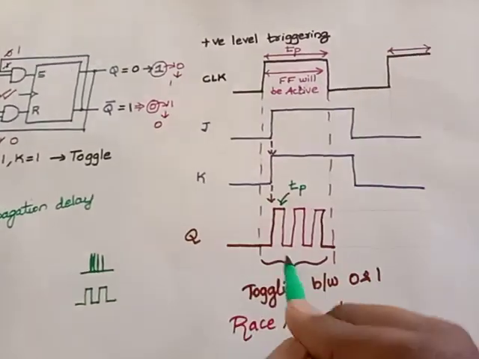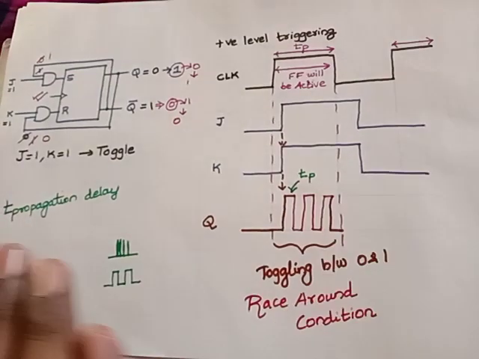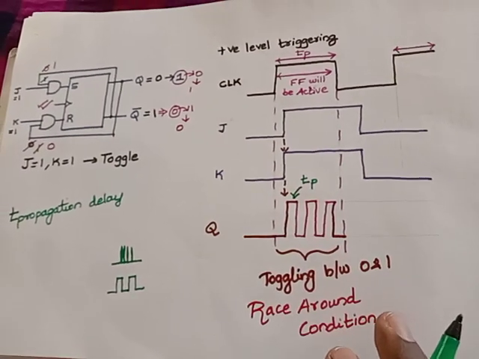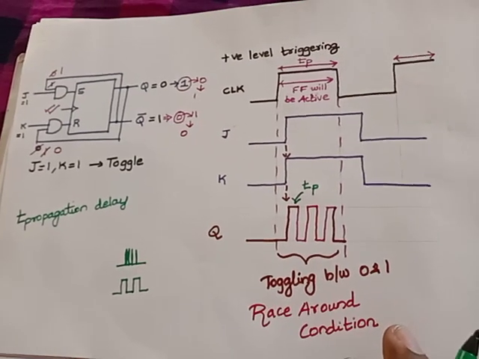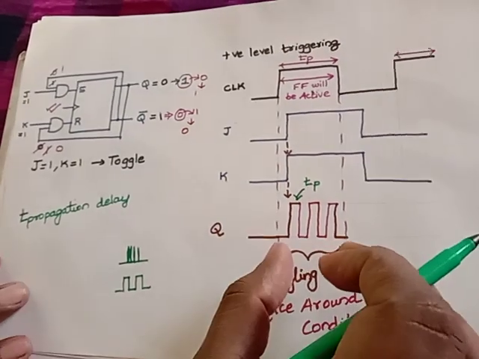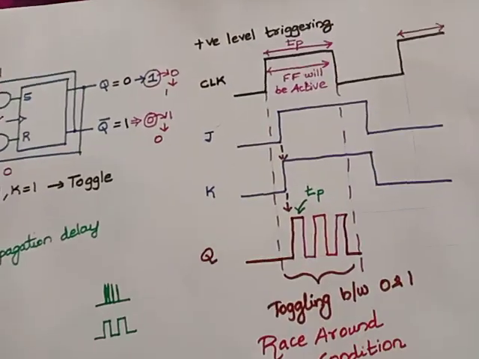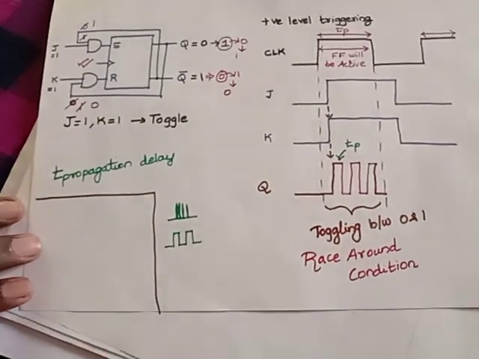Now what is the source of this problem? Now we'll simplify this discussion. The problem is when J equal to 1 and K equal to 1, the value is continuously changing between 0 and 1. Now what is the main problem for this? Because till this period the flip-flop is continuously active. So now how can you overcome it? There are two possibilities. Now we'll discuss two possibilities.